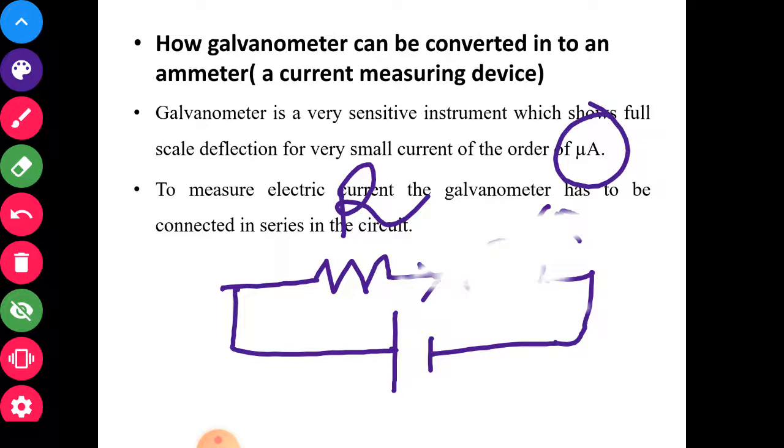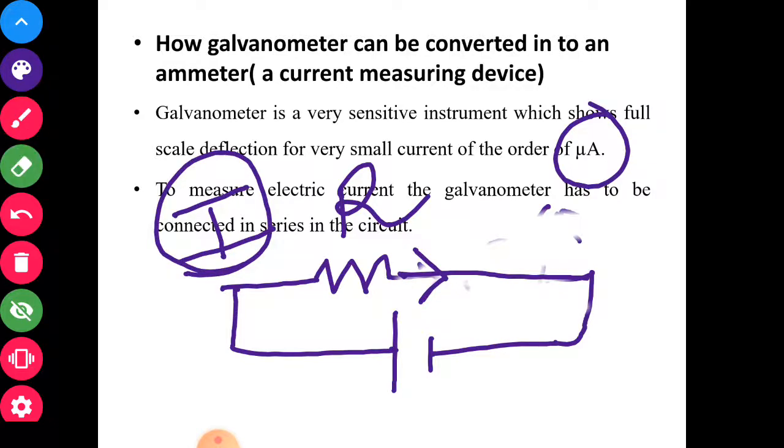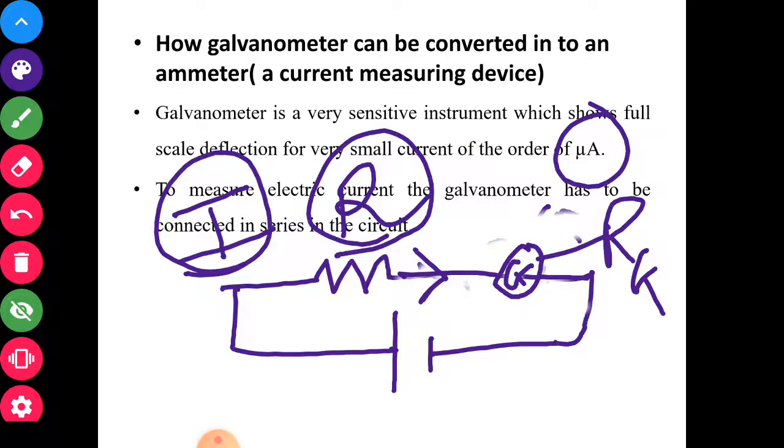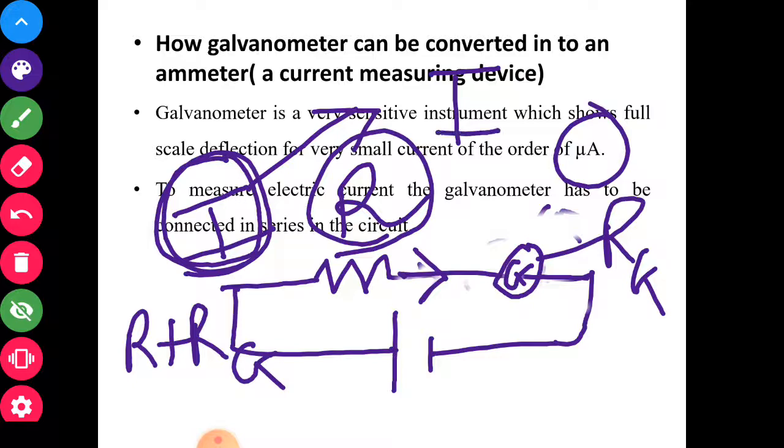So the circuit did not have the galvanometer, and the current passing through this resistor was I. Now if you want to measure this current, you add a galvanometer. Okay, we have placed the galvanometer here. So the resistance of the galvanometer, say Rg, will be added to this resistance R. So the total resistance of the circuit will become R plus Rg, and this current I will change and become, say, I prime.